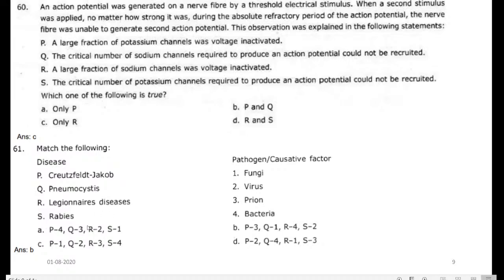Match the following. Rabies. First, Creutzfeldt-Jakob disease is caused by the pathogen called prions. Second concept, Pneumocystis, comes from the fungi. Legionnaires' disease is caused by bacteria. Rabies is caused by the virus. This is a direct question, a very easy question.